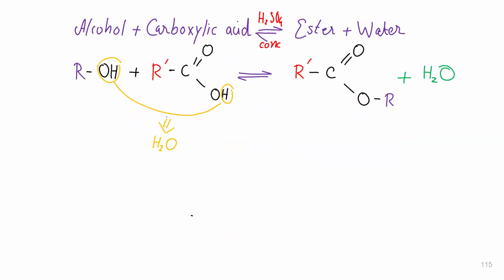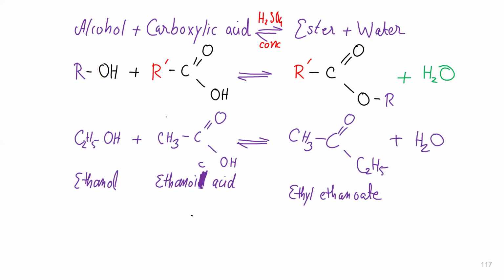Now look how water is formed. Alcohol will lose OH. Acid will lose H. Now this is very helpful information on how water is coming out. Alcohol will lose OH and carboxylic acid will lose H. And that is how water is formed. Now I give you an example. C2H5OH, which is alcohol. CH3COOH is ethanoic acid. CH3COOC2H5, ethyl ethanoate, and water. You have to copy this example.